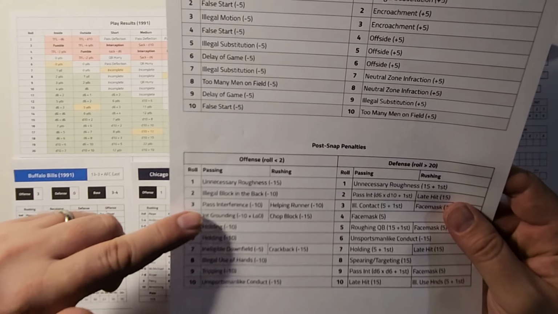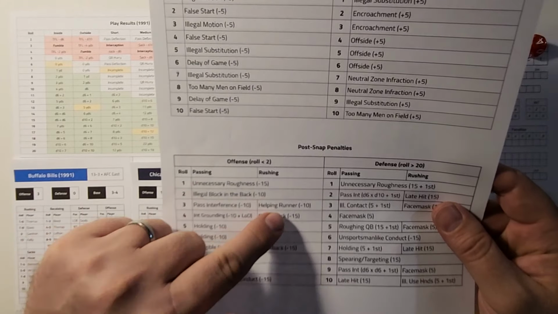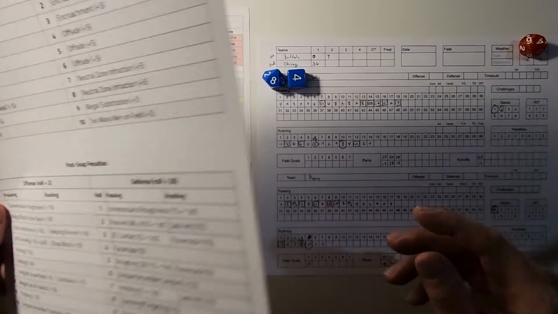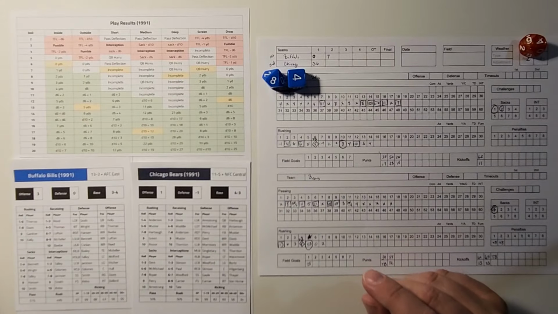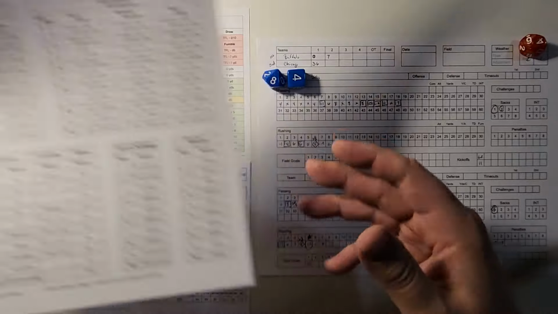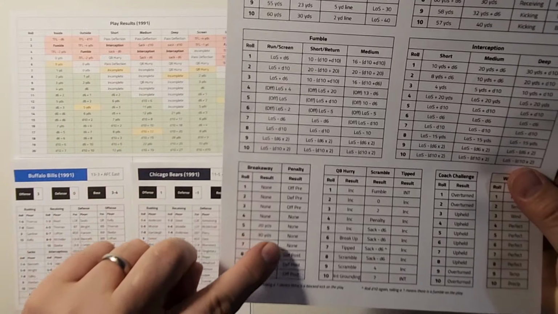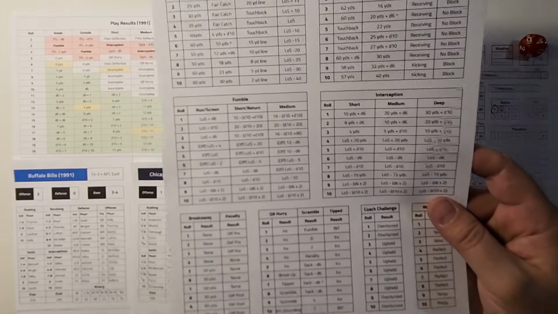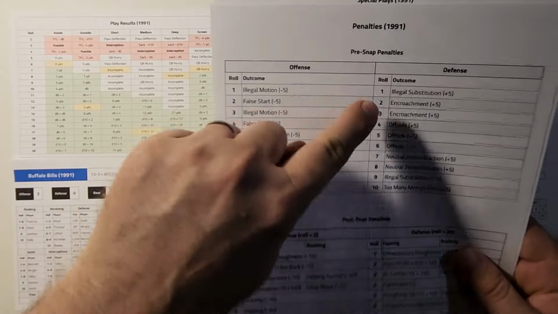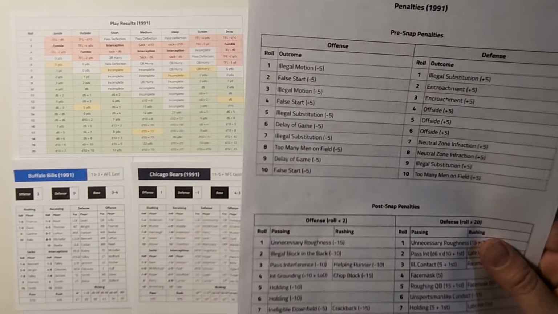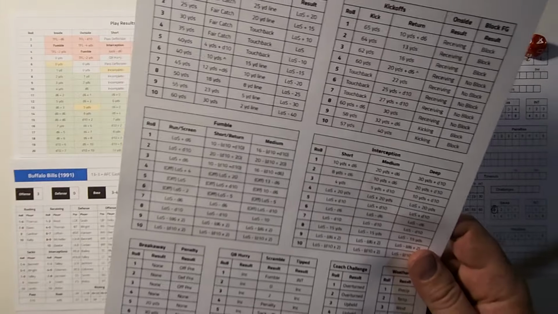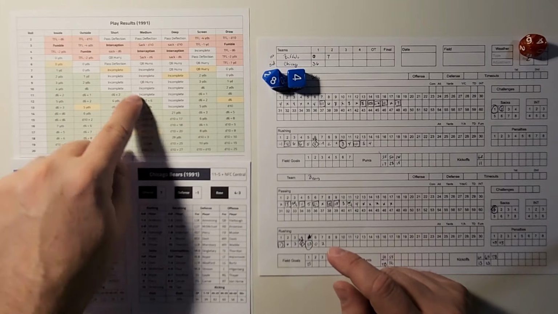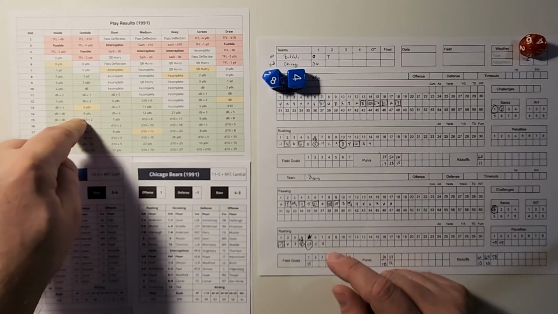So on a passing play here, you might get pass interference, but if it's a running play, you're helping the runner, that's a 10-yard penalty. Those come up based off of this penalty chart. So if you roll off the penalty chart and it's offense pre, then you roll your D10 again, and you look in your offensive pre-snap penalties, and that'll be the penalty on the play. There are yellow sections on here now. Those are going to be a penalty check.